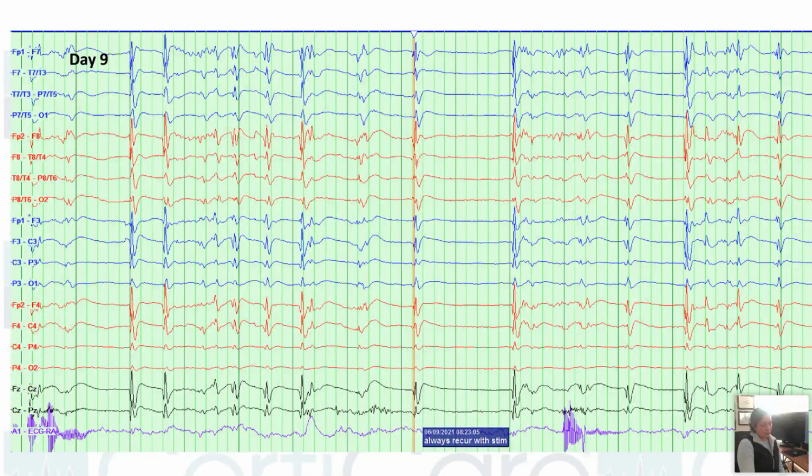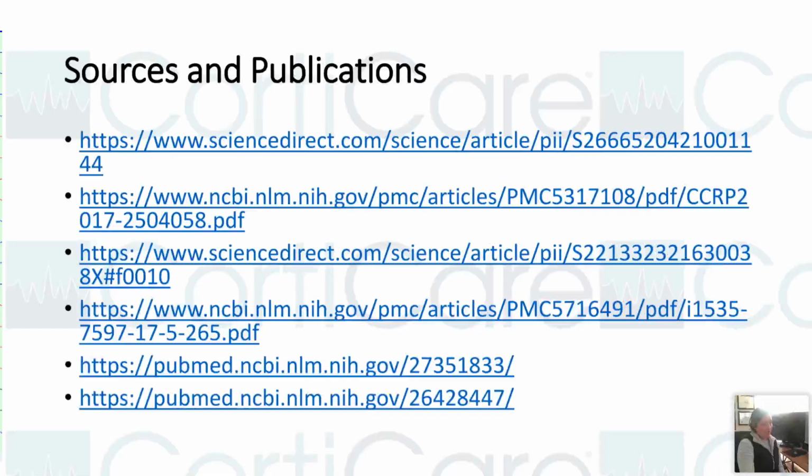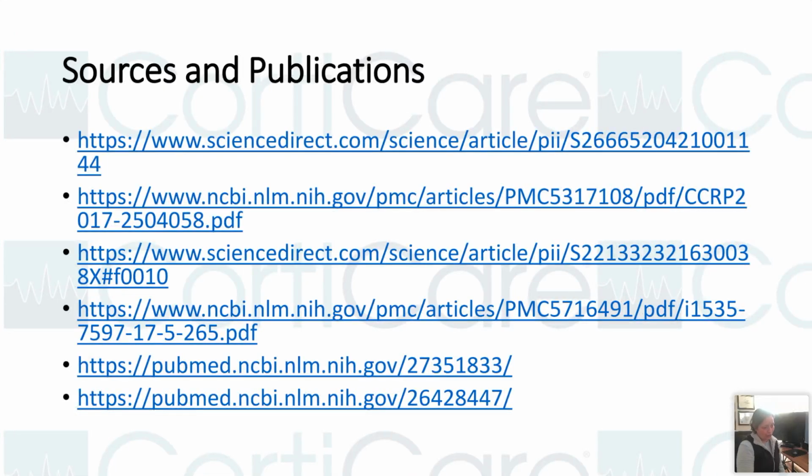Stimulus-induced discharges kept on happening, and ultimately the family decided to withdraw care for this patient. So that prognosis was not good. The patient never recovered from the epileptiform discharges. The background never came back to any of those normal rhythms.